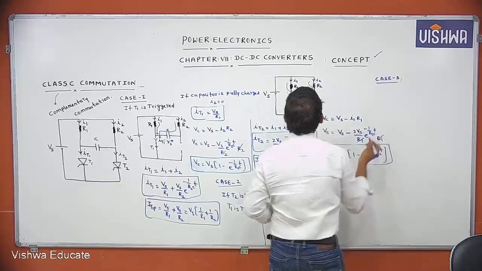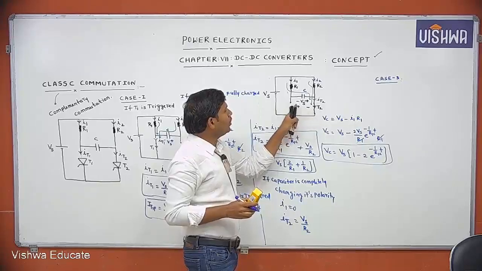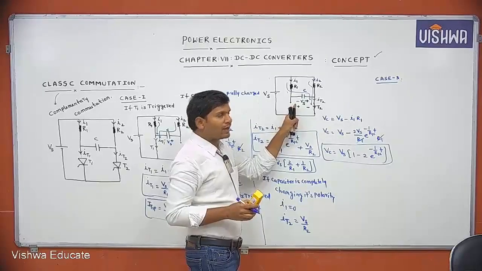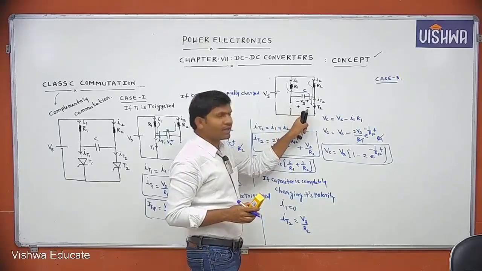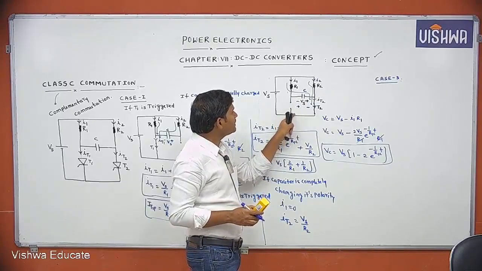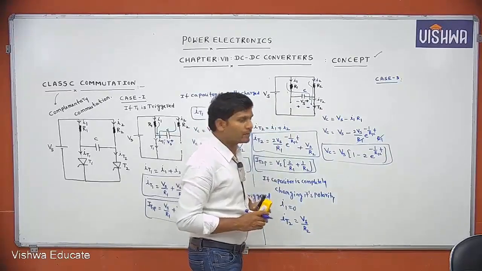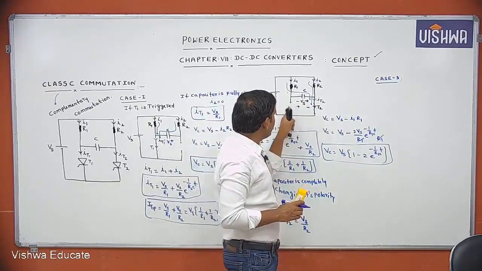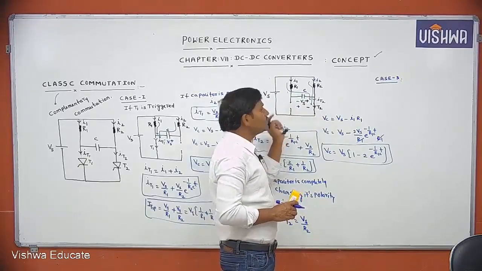But the point to remember: during the conduction of T2, the capacitor slowly changes to plus minus. This plus is connected here and this minus is connected there, so the voltage across T1 is positive. At the instant T1 is triggered, this negative voltage will appear here.